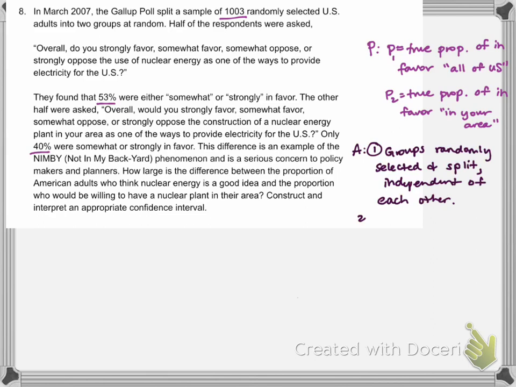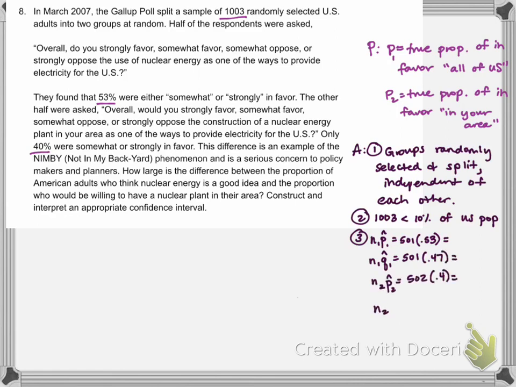So number one, that the groups were randomly selected and split, which they did say in the problem, both of those, and that they're independent of each other. So one respondent's answer to one shouldn't influence what somebody says in the other group. Number two, my two sample sizes, if I split that 1,003 in half, neither group... I ended up not wanting to cut a person in half. I don't know why they chose an odd number for this problem, but I split it into group 1 got 501 people and group 2 got 502 people. Neither one of those is going to be greater than 10% of the U.S. population, so we should be good to go on that second condition.